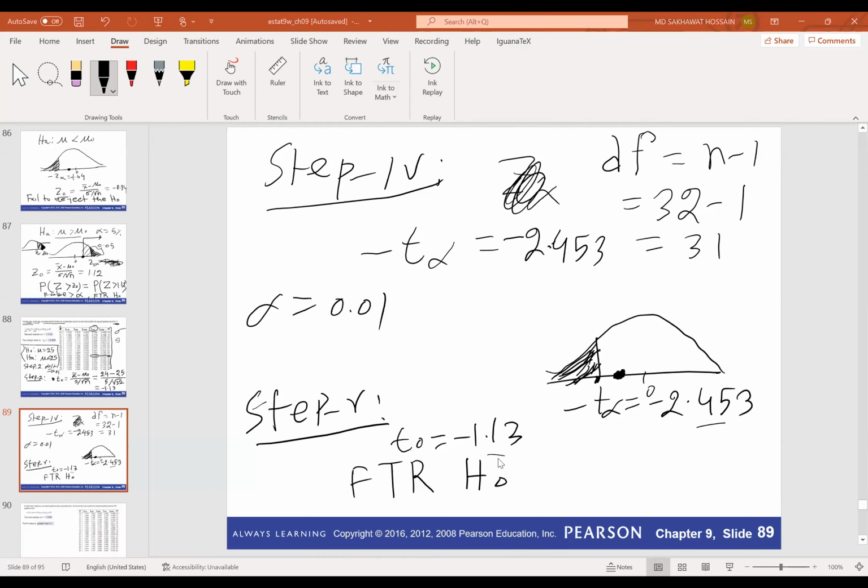Okay, so do you have any questions? So the idea is the same as the hypothesis test with the Z test. The only difference is now we are using the T table instead of the Z table, but the idea is exactly the same.